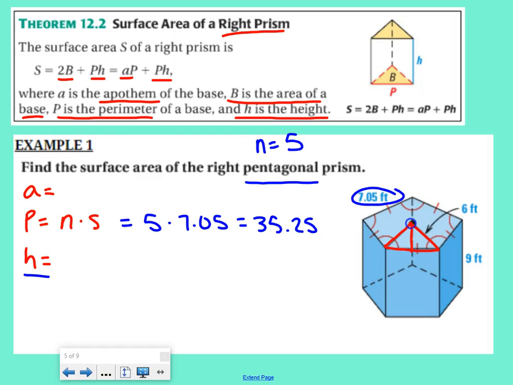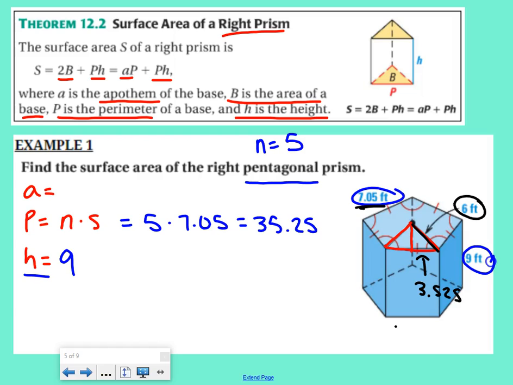The height of our prism is given to us, 9 feet, so that one's easy. The apothem is something we are going to have to solve for, but we have all the pieces we need. We know that the hypotenuse here, the radius of our pentagon, is 6 feet. And then we know the side length, so all we have to do is cut that in half. So 7.05 cut in half is 3.525.